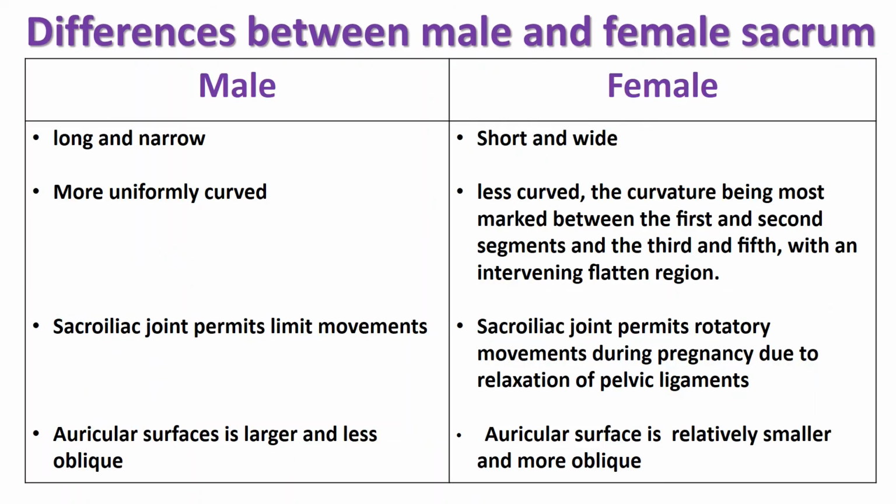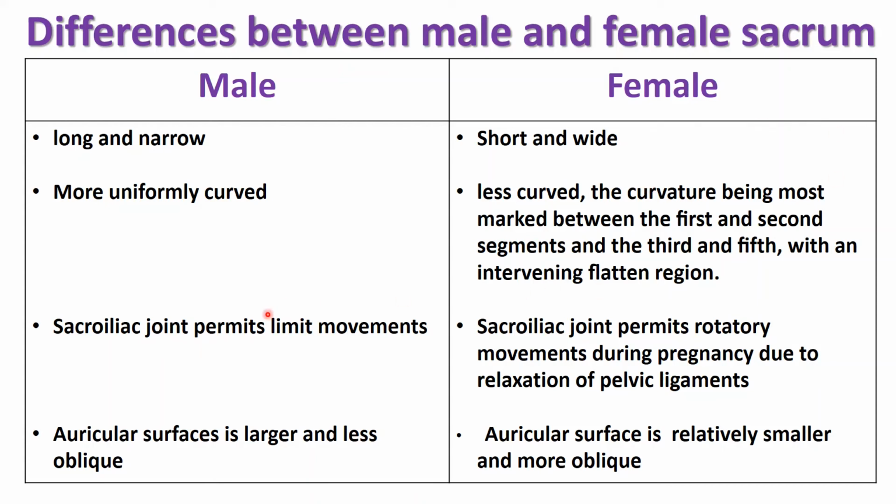Now differences between the male and female sacrum are also tabulated over here. The male sacrum is long and narrow, the female is short and wide. The male sacrum is uniformly curved and the female sacrum is less curved, and curvature is most prominent between the first and second segments and third and fifth segments, with an intervening flattened region.